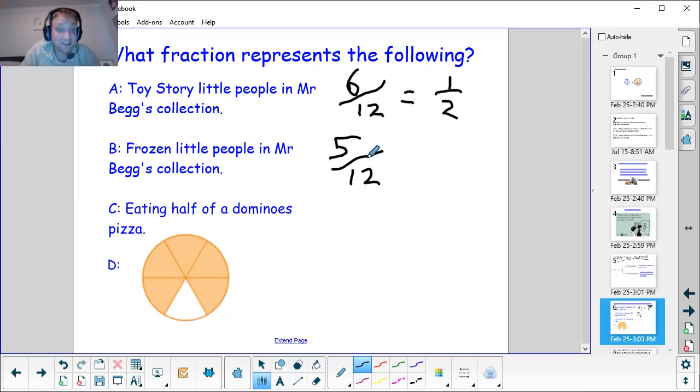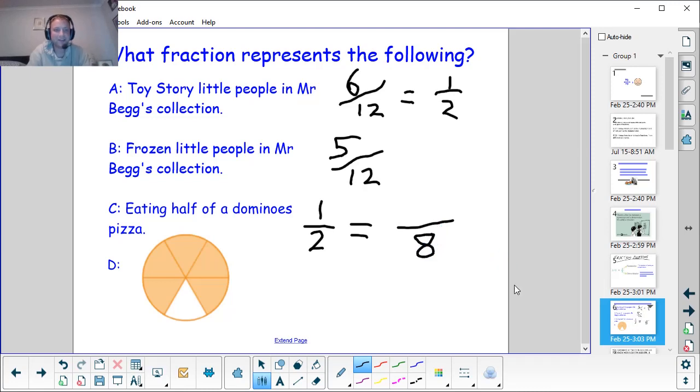All right, so part C is about eating half of a Domino's pizza. I mean, the word half's already in it, right? So half of a Domino's pizza is half. But I was thinking about Domino's pizzas, one, because I had one last night. It was good. But also because most people know how many pieces they're cut into, because it's pretty traditional. A Domino's pizza comes cut into 8 pieces.